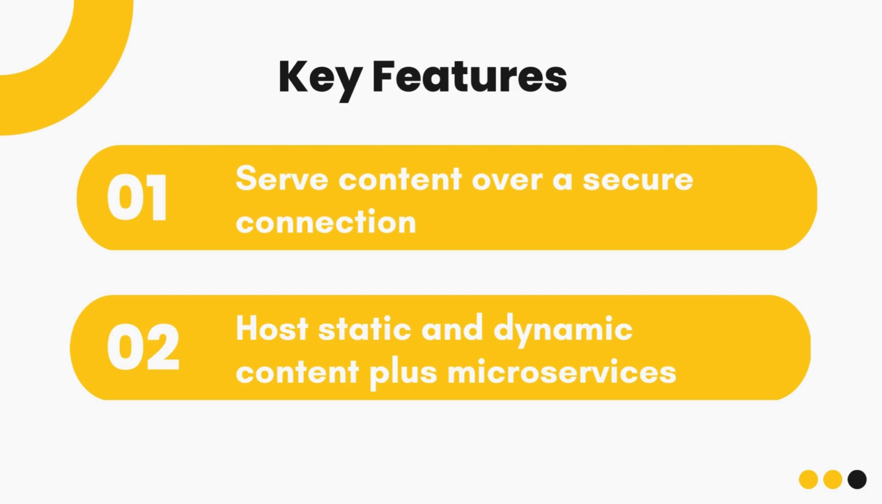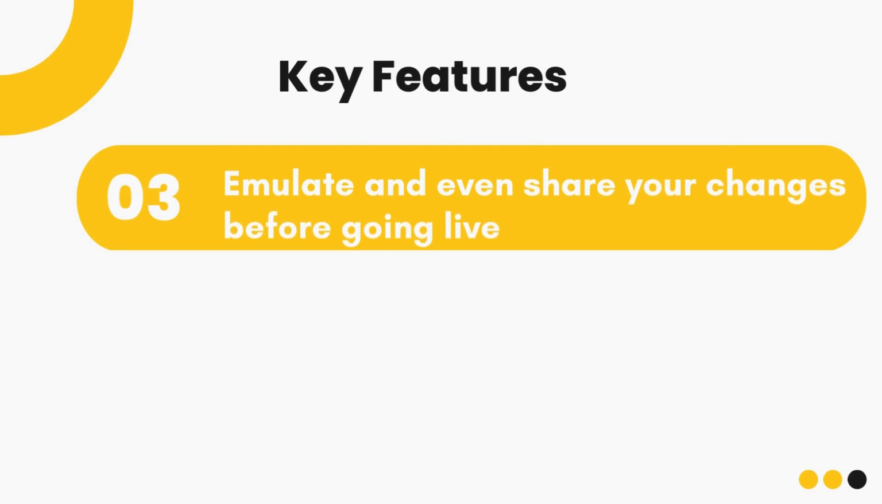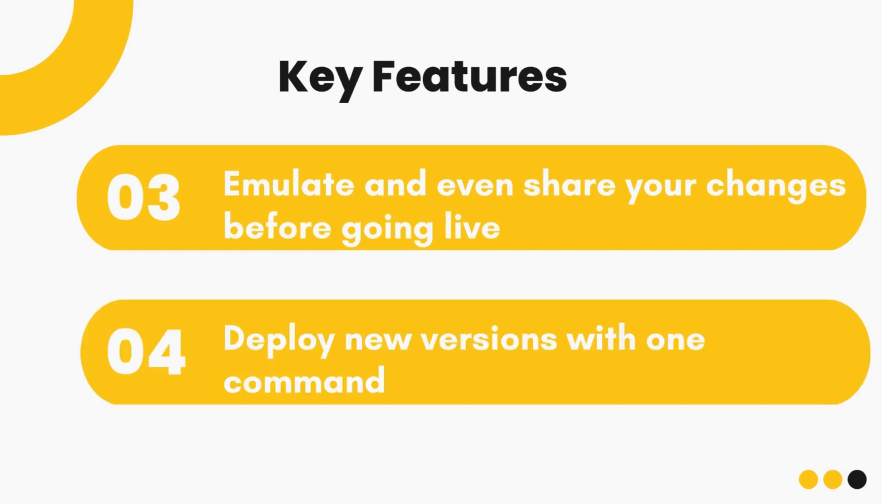Number two, host static and dynamic content plus microservices. Firebase Hosting supports all kinds of content for hosting, from your CSS and HTML files to your Express.js microservices or APIs. Number three, emulate and even share your changes before going live, which allows you to share your changes with teammates using temporary preview URLs. Hosting also provides a GitHub integration for easy iterations of your previewed content.